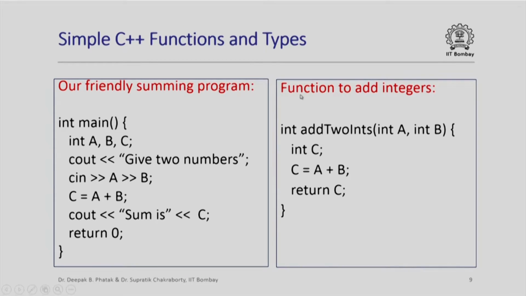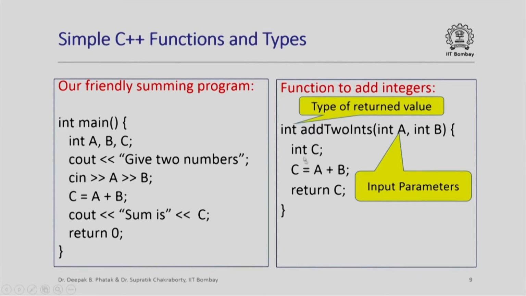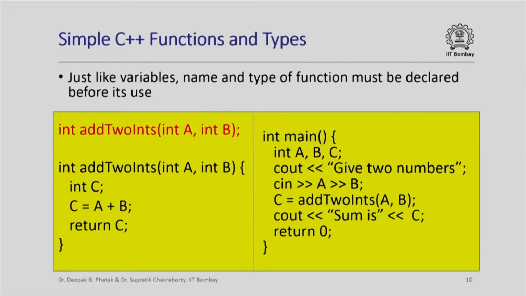Now, I could also write a function to add integers which takes 2 parameters called a and b, computes their sum and returns that value. So, for example, here a and b are input parameters, and note that they also have names and they have types. The function itself returns a value of a certain type. So, the function itself is associated with a return type, here an integer, and the function also has a name, just like a variable has a name. So, here the name of the function is add2ints, and the same naming rules apply for naming functions as for variables. Just like variables, the name and type of a function must also be declared before its use.